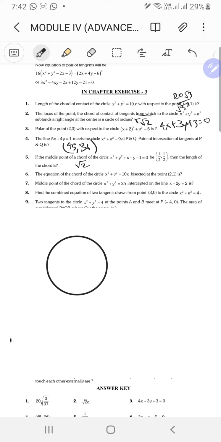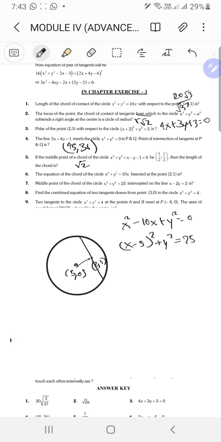Okay, the equation of the chord of this circle, right? So let's draw the center over here. What's the center going to be? It is equal to 10x over there, isn't it? So x squared minus 10x plus y squared equal to 0. So x minus 5 squared plus y squared equal to 25. So this is 5 comma 0. Okay, it is bisected at 2 comma 1. So this is some point 2 comma 1, and it is bisected like that.